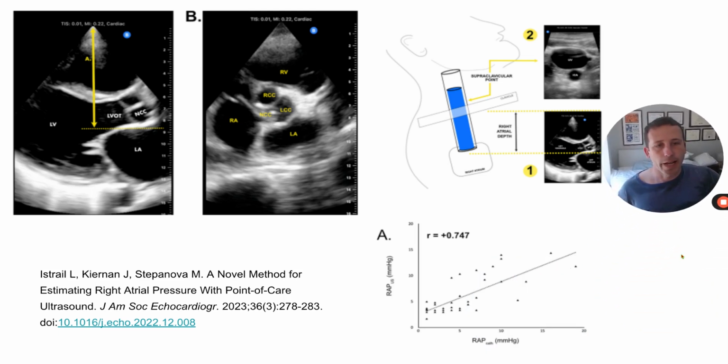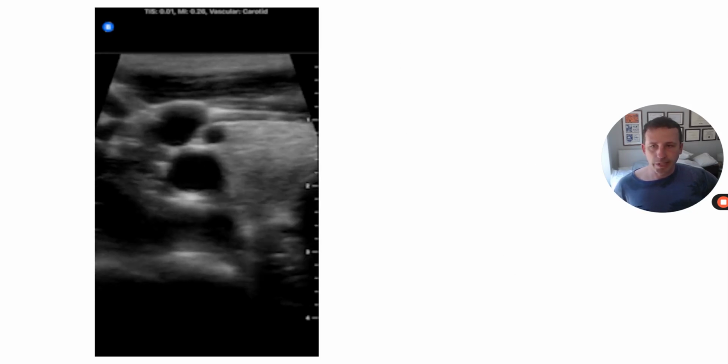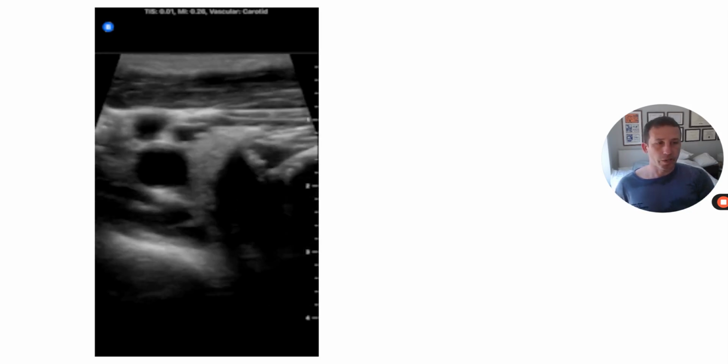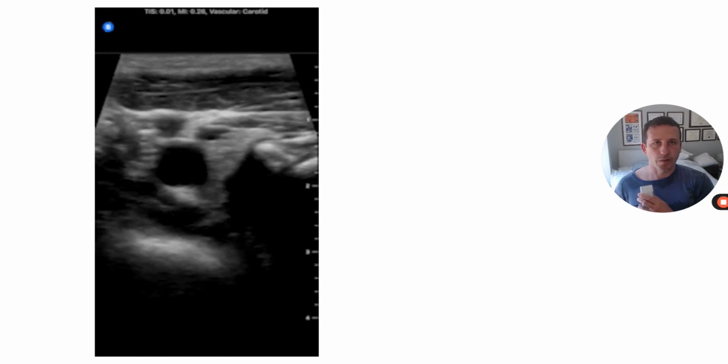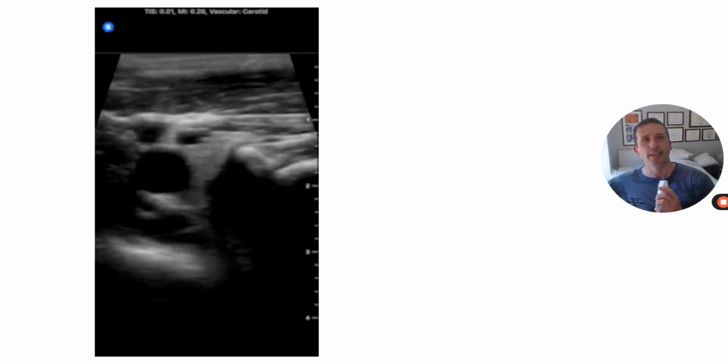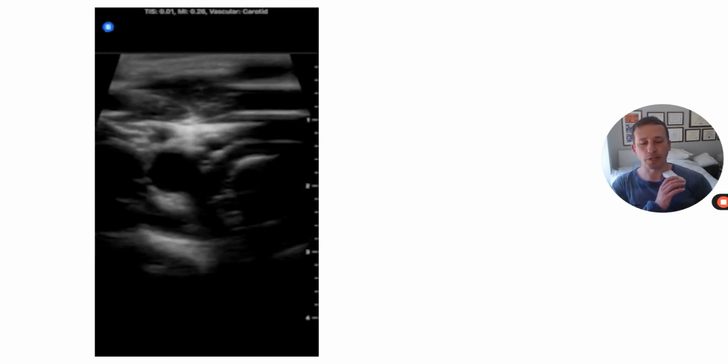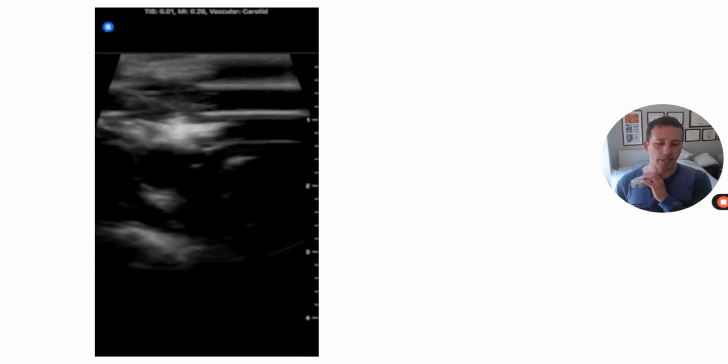They performed right heart cath on all these patients, and they found a pretty decent correlation between the right atrial pressure based on the cath and the right atrial pressure from their ultrasound estimate. So when you're assessing JVP with ultrasound, probe marker to the patient's right, which was my right, and we're usually measuring that right jugular vein.